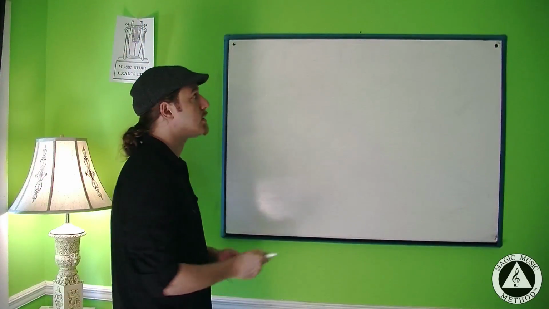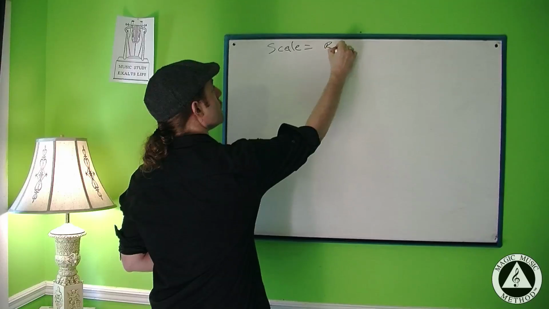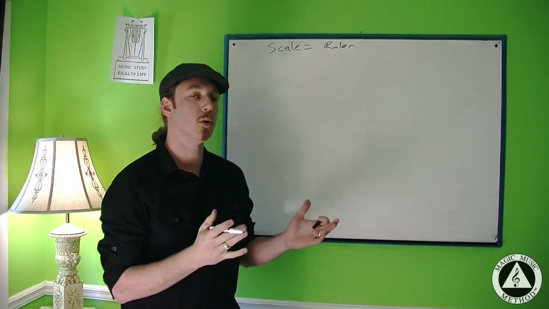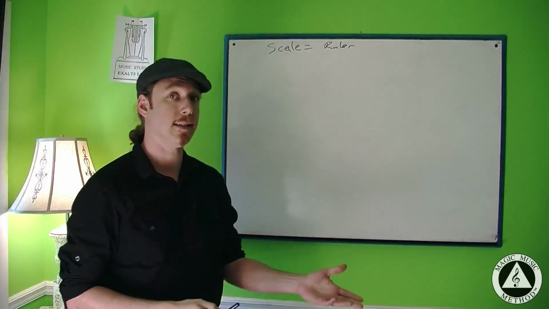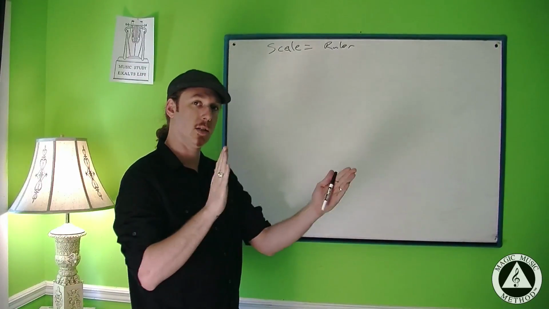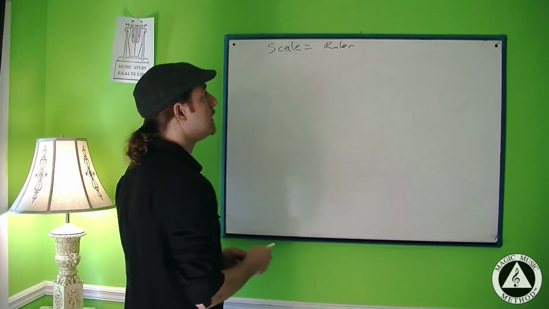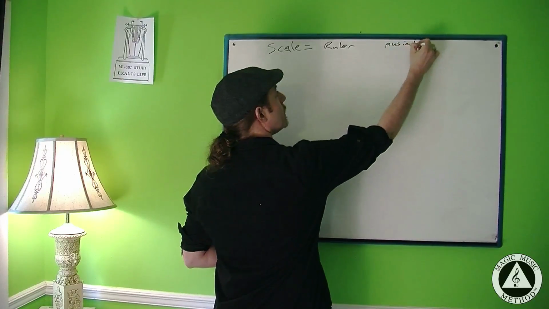Let's get started. The first thing you want to know is that a scale equals a ruler. Okay? So think about a ruler. What does a ruler do? A ruler measures distance. The same way a bathroom scale measures weight, or a ruler measures inches or centimeters, a musical scale measures a musical distance. Okay? So the musical scale measures a musical distance.